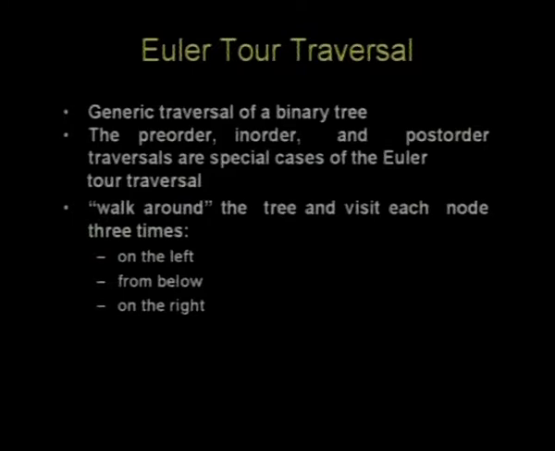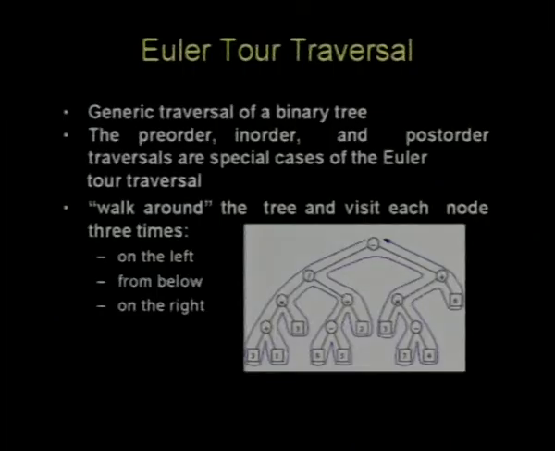The pre-order, in-order and post-order traversals are special cases of the Euler tour traversal. This is one way of looking at traversals, though in many places we have looked at traversals as though they were only pre-order, in-order and post-order. There are other types of traversals also, like the level by level traversal. As I already explained, we walk around the tree and visit each node 3 times: once when we walk on the left, once from below and once on the right. So this is how it is said.